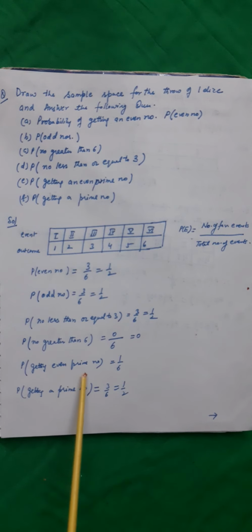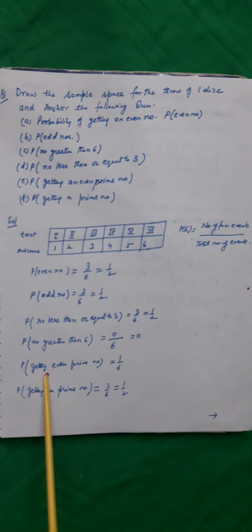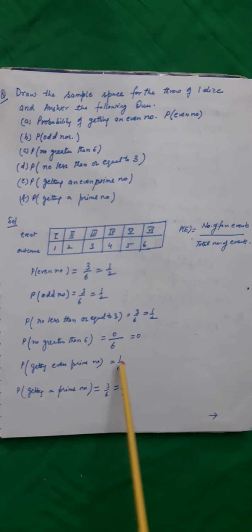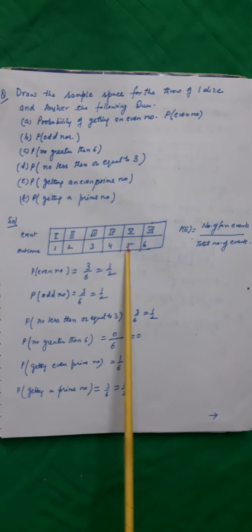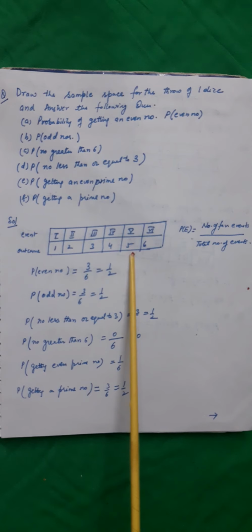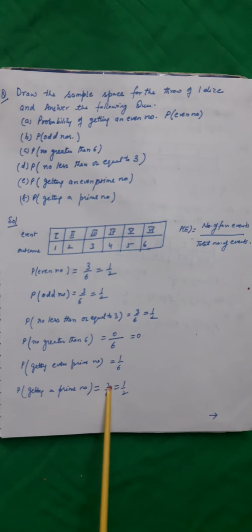Probability of getting an even prime number. Everyone knows that the only even prime number is 2. So favorable will be 1. So the probability of getting an even prime number is equal to 1 upon 6. Next, probability of getting a prime number. Which of these are prime numbers? 2, 3 and 5. There are 3 prime numbers here. So the probability of getting a prime number will be 3 upon 6, that is equal to 1 upon 2.